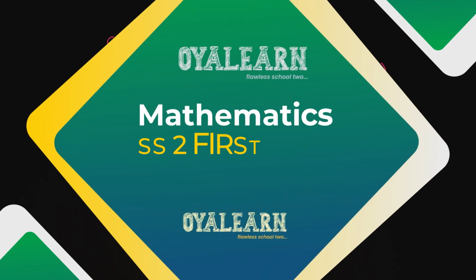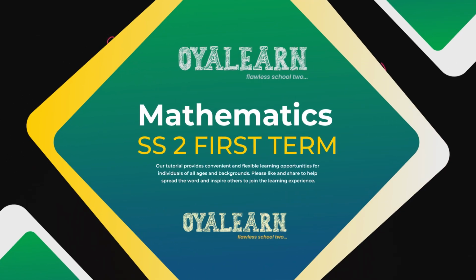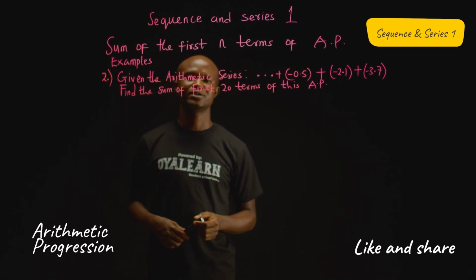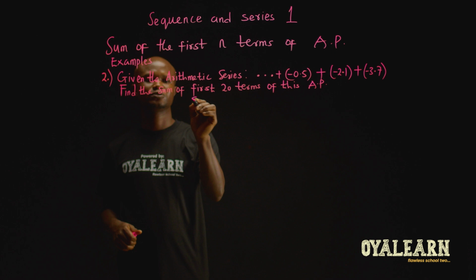Given the arithmetic series, find the sum of the first 20 terms of this AP. Solution.